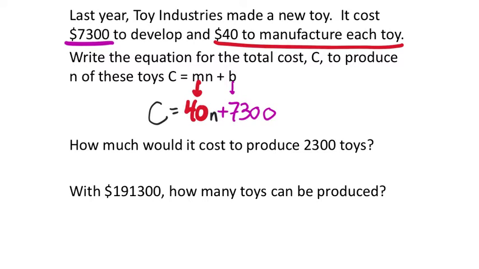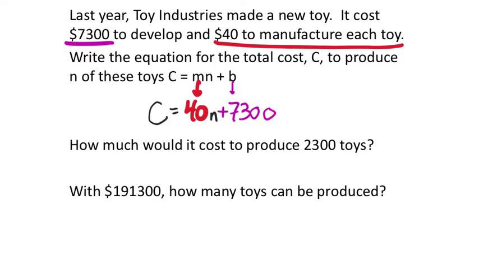Let me see if I can word this differently. Let's say that they never ever produce any toys. They've still put in that $7,300 for just the development of the process. They didn't produce anything. So again, that's just an emphasis on why it is the y-intercept.